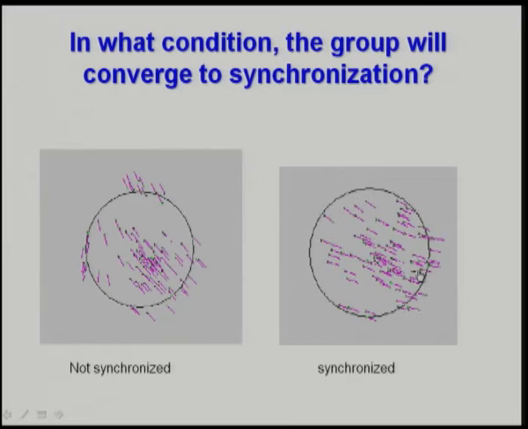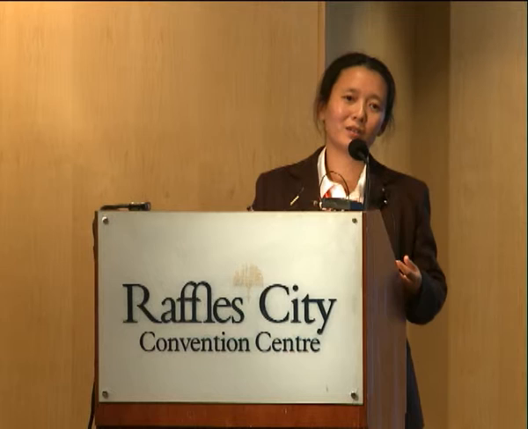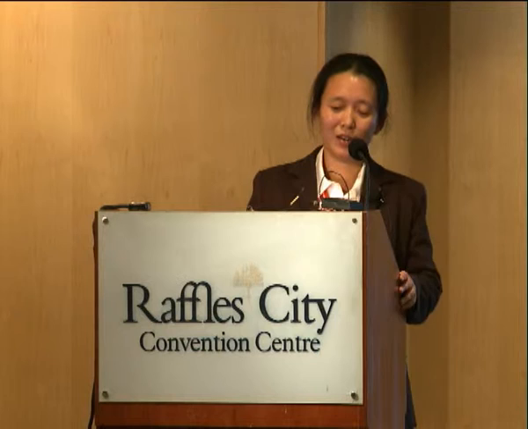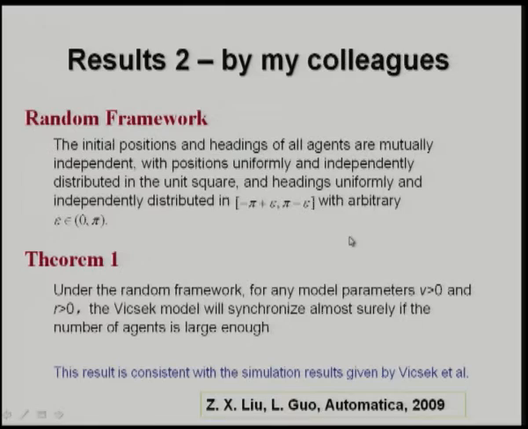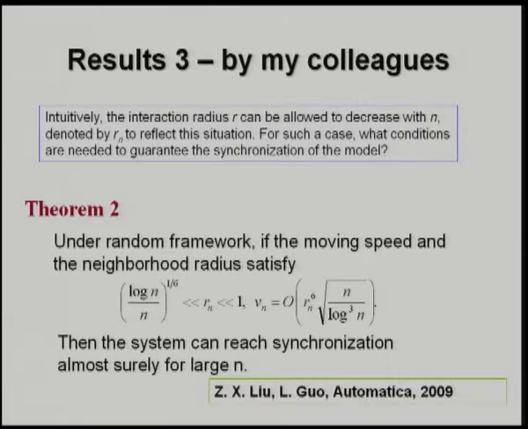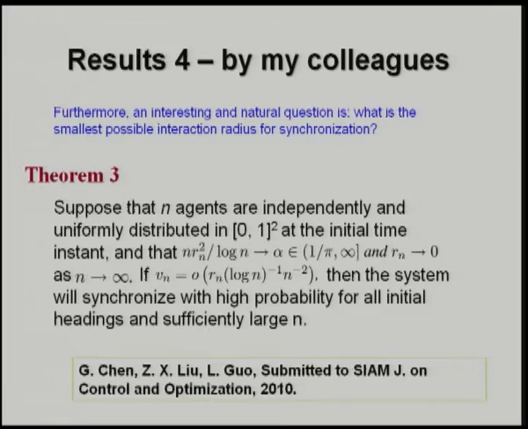In the recent 10 years, many mathematicians and control scientists have worked on this problem. The first interesting result was proposed in 2003, claiming that if the neighboring graph on each time interval is strongly connected, then the linearized Vicsek model will synchronize in the end. Later, my colleagues gave many more results, with several theorems telling how the size of the group, the radius, and the speed affect synchronization. Yet the necessary and sufficient condition is still unknown.